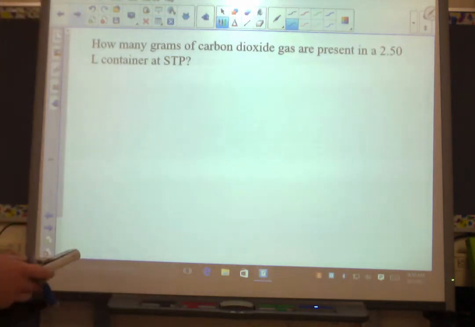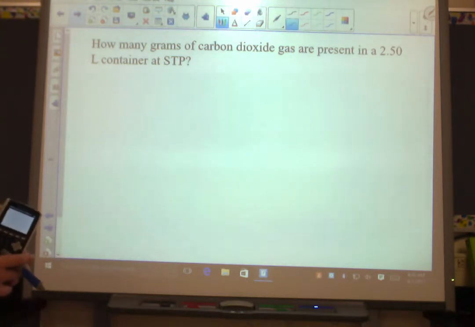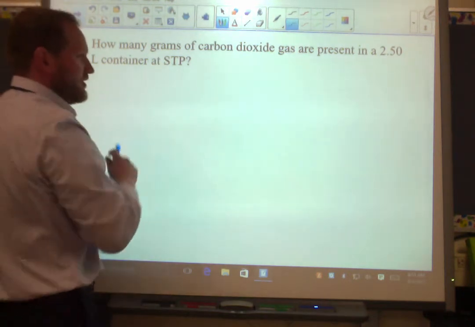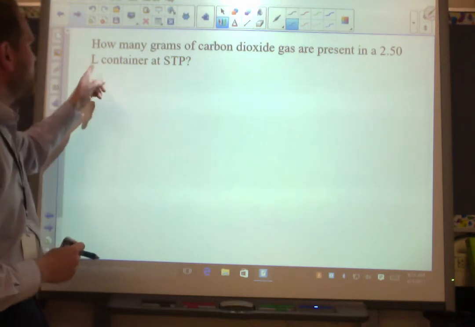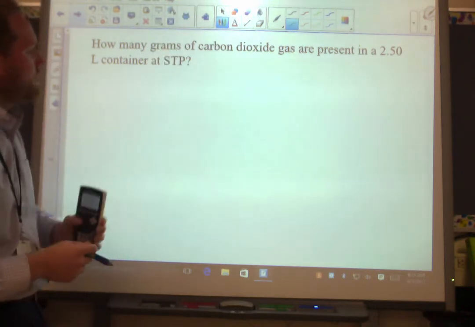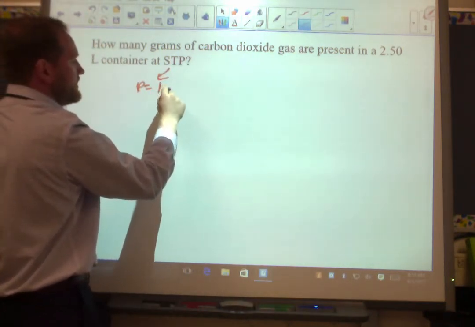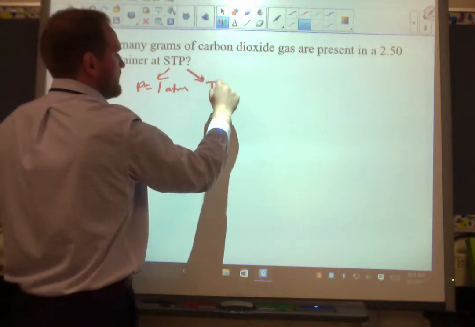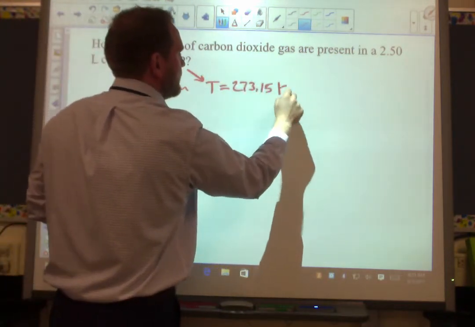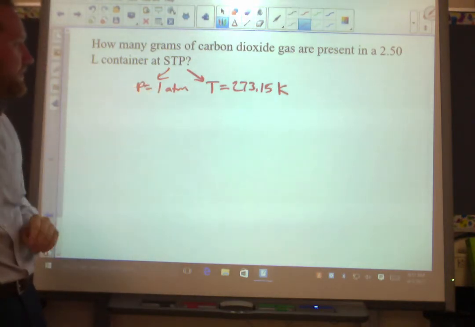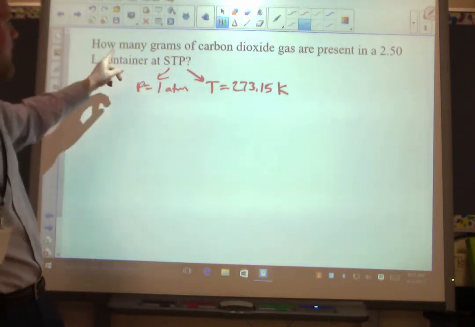Next problem. How many grams of carbon dioxide gas are present in a 2.50 liter container at STP? So, grams. Whenever you see grams, you should really think moles. So I'm looking for moles, I'm looking for N. Are present in a 2.50 liter, so that's my volume, at STP. Now STP tells me two things. That tells me that P equals 1 ATM, and that tells me that T equals 273.15 Kelvin. Now this 1 ATM, that's like infinite 1. It's not like 1 sig fig 1. 1.00 repeating.